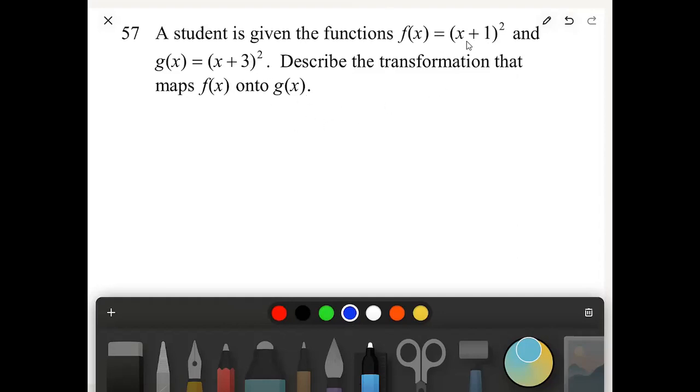Now remember, if you are doing a transformation of the parent function, this plus 1 inside the parentheses is not going to go to the right, it's going to go to the left. And this one too is not going to go to the right, it's actually going to go to the left 3 units. If you understand that, you can just write down what's going to happen, but it's better just to graph it and see. So let's go graph it and let's see what it looks like.